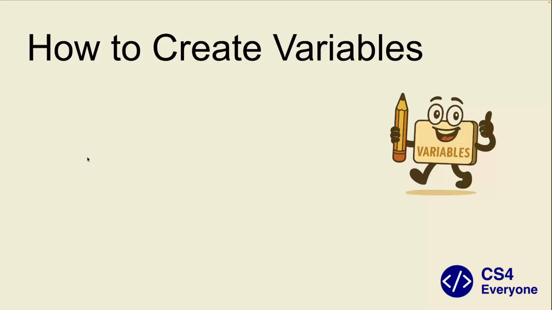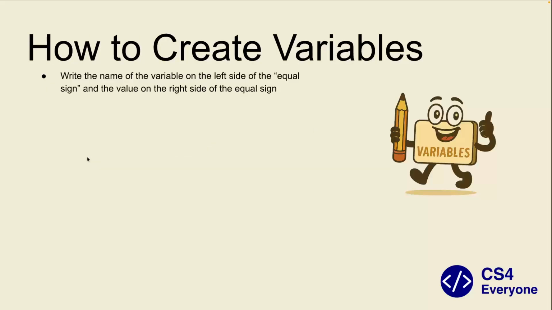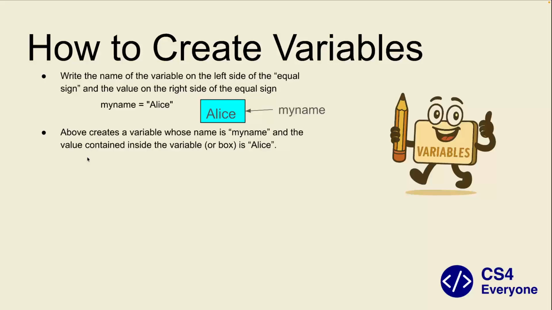How to create variables. Write the name of the variable on the left side of the equal sign and the value on the right side of the equal sign. In this case, the variable my_name equals Alice. The name of the box is my_name, and inside the box my_name is Alice. Above creates a variable whose name is my_name, and the value contained inside the variable or box is Alice.